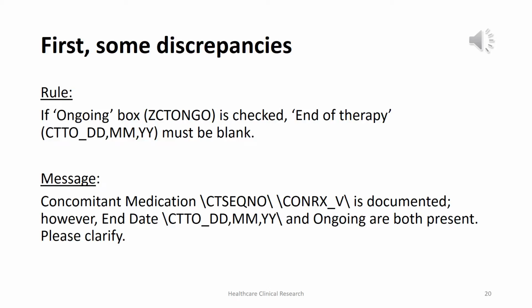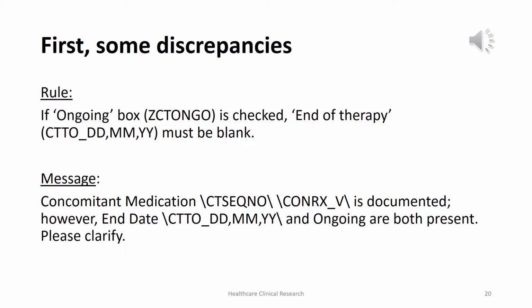So let's look at another example. In this example, the edit check that's fired has the following rule. If ongoing box is checked, end of therapy must be blank. And you see the variables there that the check is firing against. So then the message that comes in says concomitant medication blank is documented. However, end date and ongoing are both present. Please clarify.